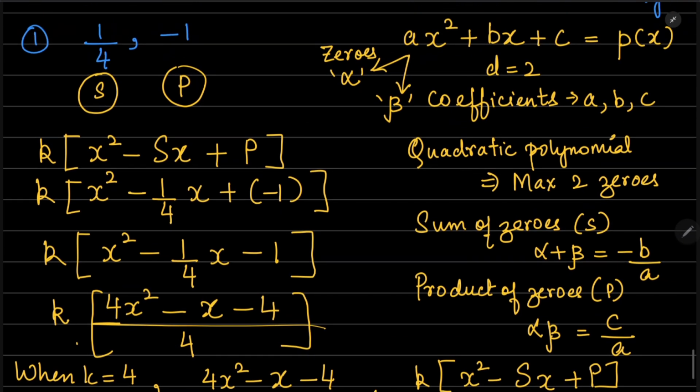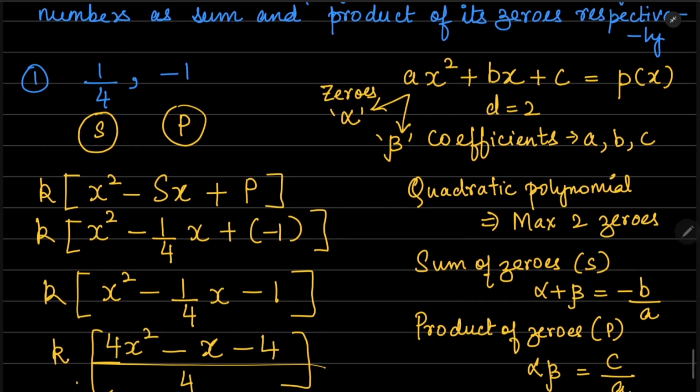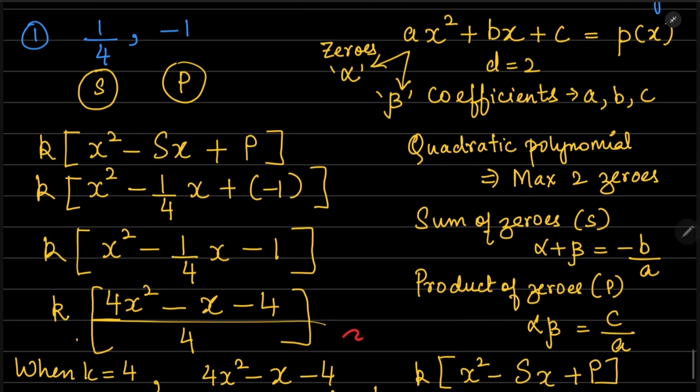Always write the formula first. You are given the sum of the zeros, you are given the product of the zeros. You just have to write the formula first. First thing that you have to do is write the formula. K multiplied by k is some constant value. And one more thing you have to remember is, for any set of values, there can be infinite number of polynomials. This answer need not be a fixed answer.